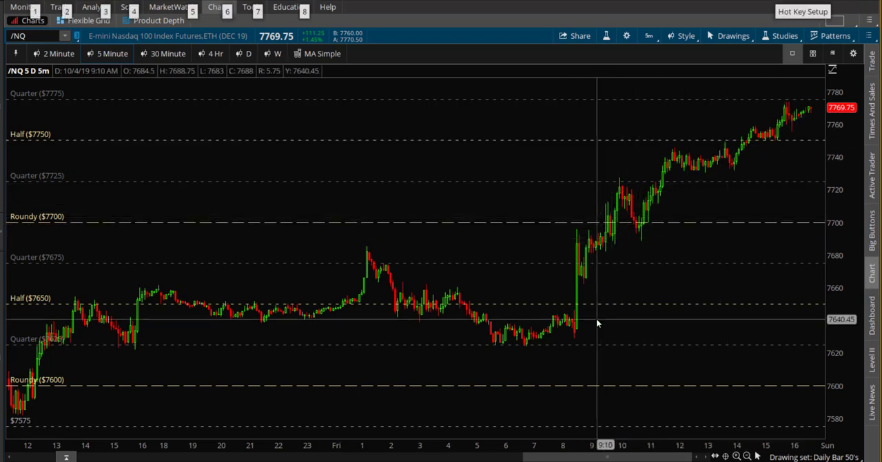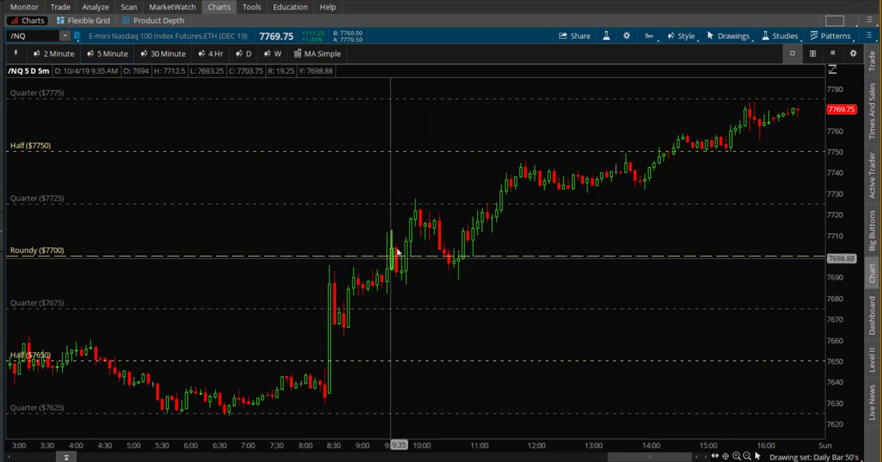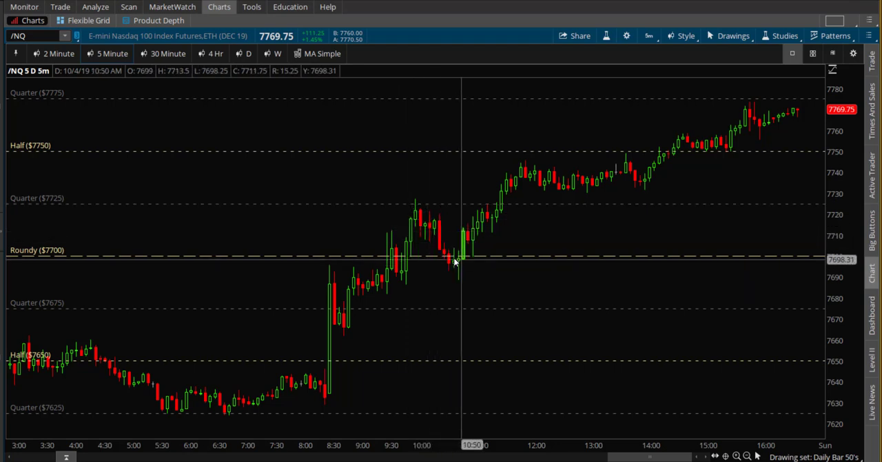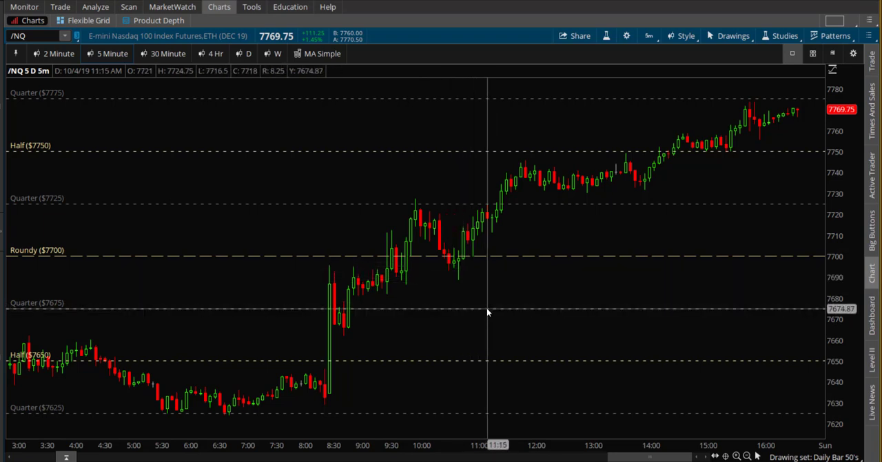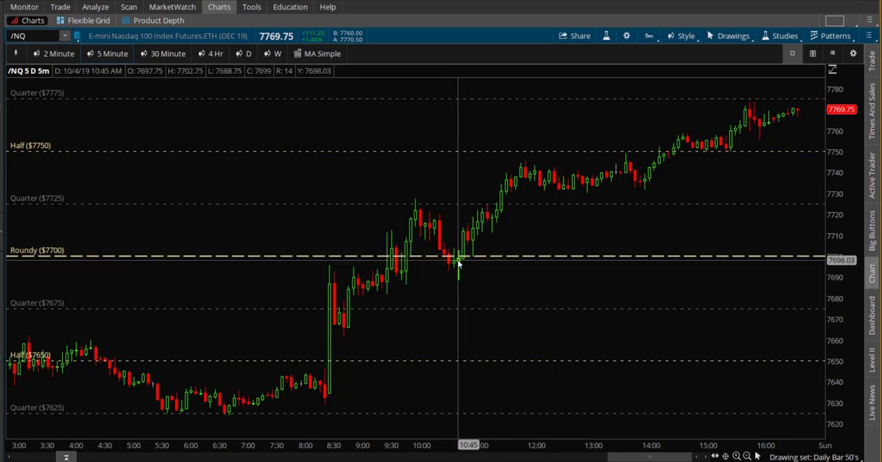Now recognize what happened here. When we broke the roundy, we ran all the way up. We didn't just break the roundy. We ran all the way up to the quarter and then faded back down to the roundy, and it gave us some support. Sure, we crossed through it. We did. These are 5-minute candles. We did break through it. But the support held. We never came down to the quarter. When we broke back through to the upside, hey, there's your trade entry right there.